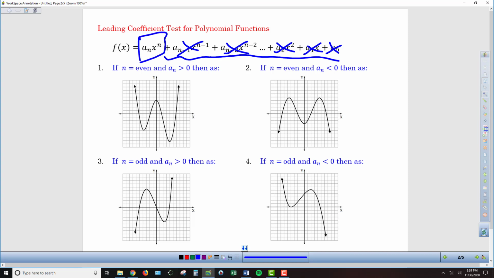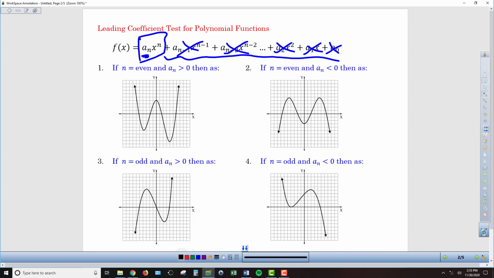So what does this a sub n times x to the n mean for us? Well, what it means for us is we're looking at what is the highest exponent of the function. So ignoring everything else, just what's the highest exponent, and then we're going to look at what the leading coefficient is. What is the coefficient in front of that highest exponent piece?